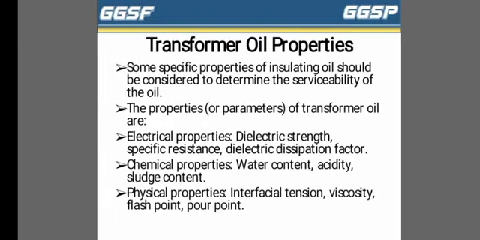So, what are the transformer oil properties? Some specific properties of insulating oil should be considered to determine the serviceability of the oil. The properties of transformer oil are: first, electrical properties, that is dielectric strength, specific resistance, dielectric dissipation factor. Second, chemical properties, that is water content, acidity, sludge content. And third is the physical property, that is interfacial tension, viscosity, flash point, pour point.